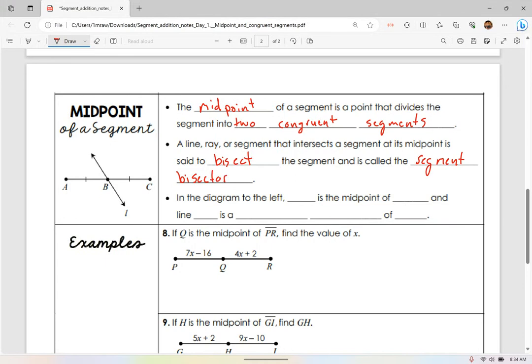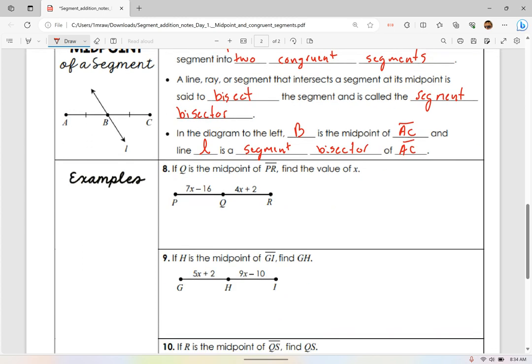In the diagram to the left, you'll notice that B is the midpoint of AC. So it's going to cut AC in half, right? Line L, that's this line right here, is a segment bisector of AC. That means it's cutting AC into two equal pieces. Notice the little congruency marks again there. Okay. So remember, the biggest part is it means it cuts it into two equal pieces.